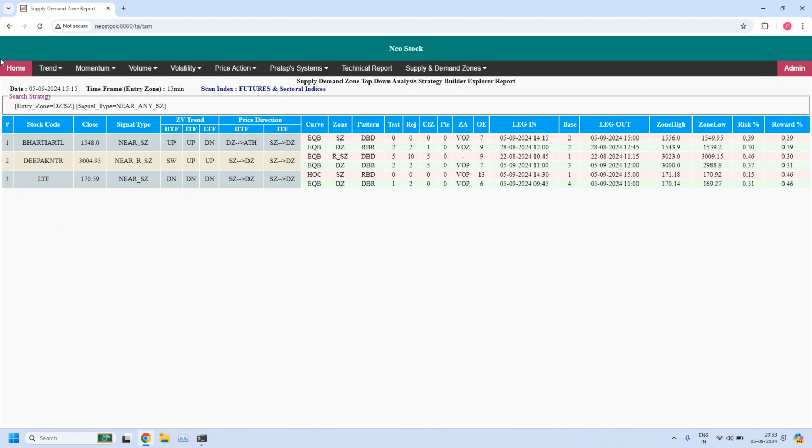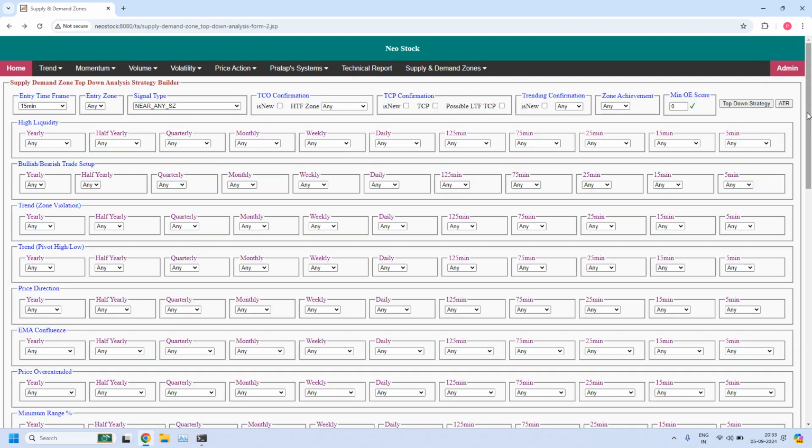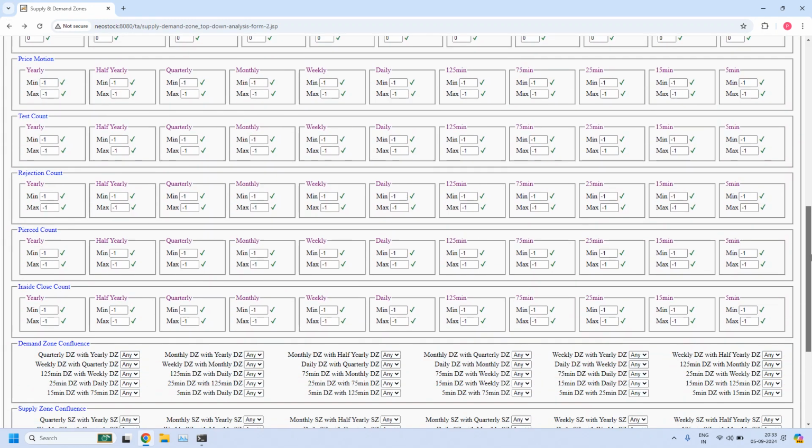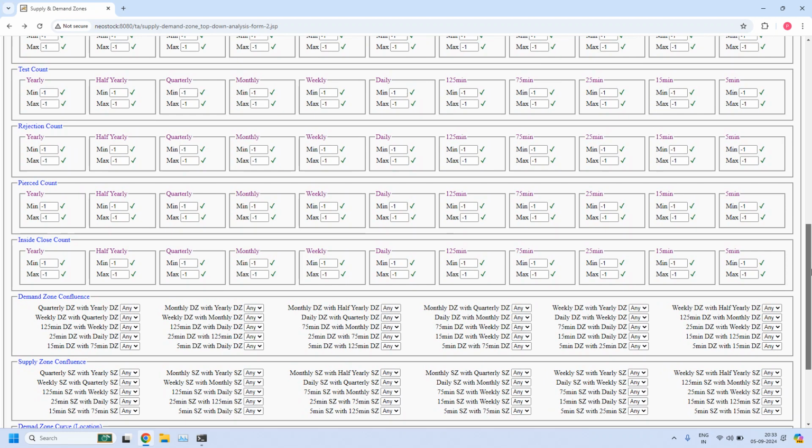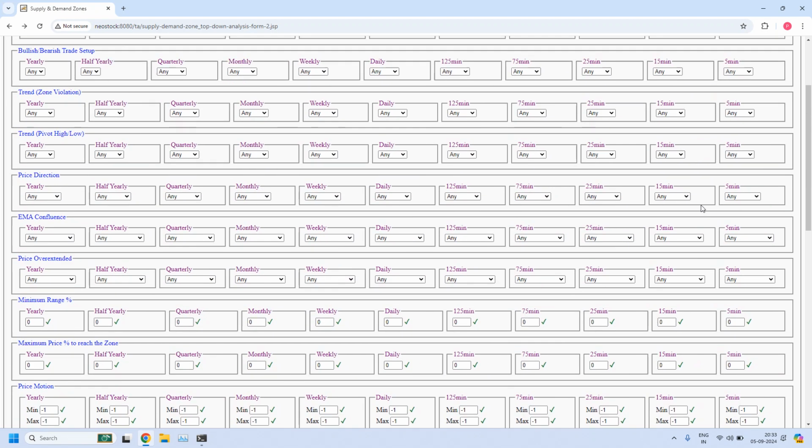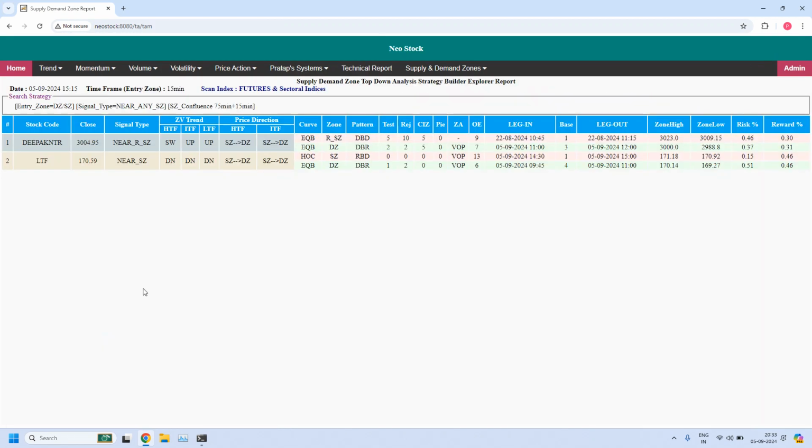Let us check any of these stocks are having a HTF supply zone confluence. So enable the filter. So these 2 stocks are having a confluence supply zone, but this is not a bullish bearish trade setup. This is bearish trade setup, but RR is not good.